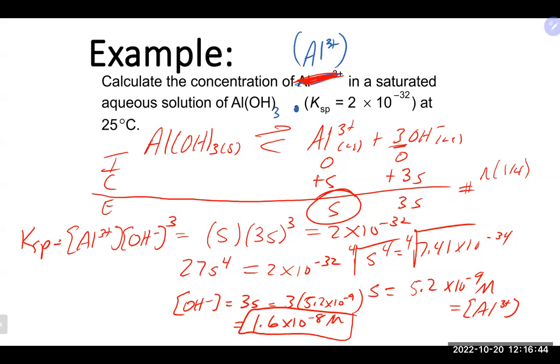Why might that be important? That would allow you to figure out what about this solution. You know the OH minus, you can figure out the pH. Where you get the pOH, then you get to the pH. So you can figure out what the pH of the solution would be as well. Any questions on any of that calculation there?